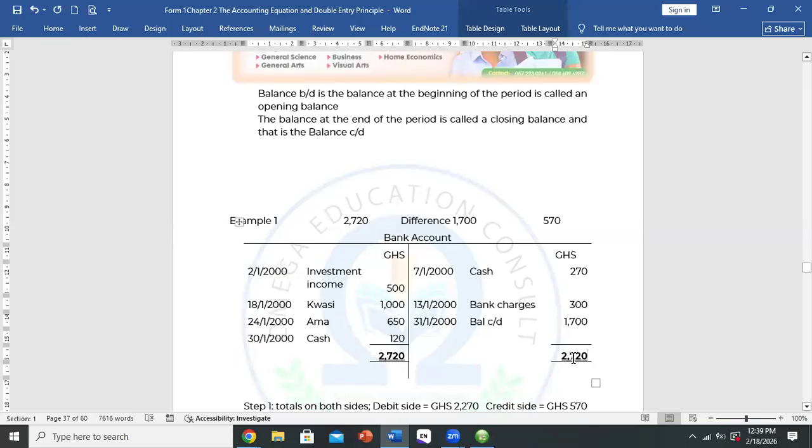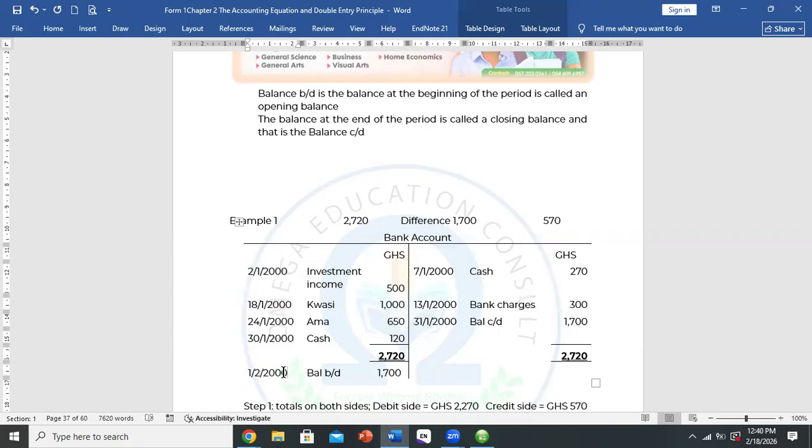Then the last step is this carry down. Bring it to the opposite side. So this carry down is on the right side, the credit side. We'll bring it to the opposite side, but under the total. So under the total, I'll bring the 1,700. This time, I'll call it balance b/d, balance brought down. I'll use the date that comes after this closing. I think we might give that answer as 1st of February 2000. From 31st January, we move to the 1st. That's how we balance.